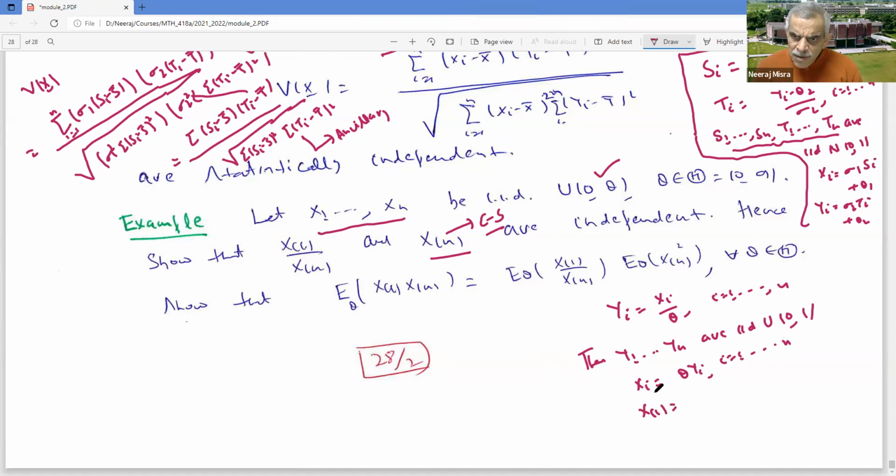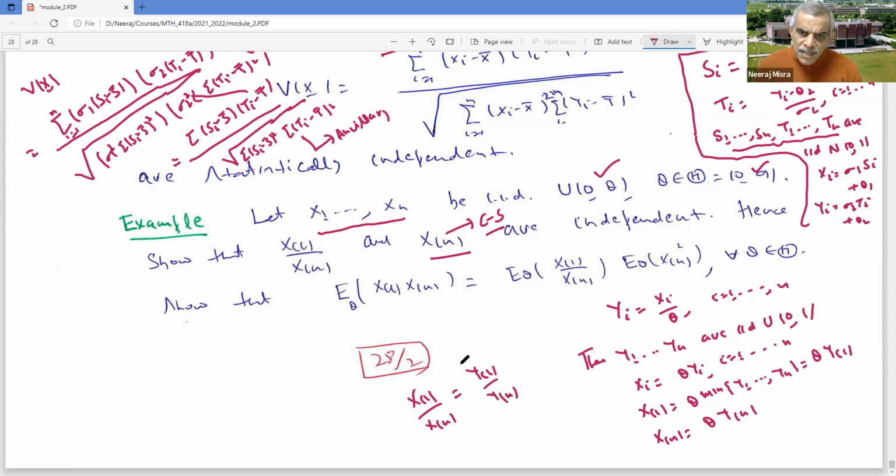So what is X1, the minimum of X1, X2, ..., Xn? It will be the minimum of theta Y1, theta Y2, ..., theta Yn. But my theta is positive, so if I take theta outside, because it is common to all, the minimum doesn't change. It will be theta times the minimum of Y1, Y2, ..., Yn, which is theta times Y1. What would be Xn? By the same argument, it will be theta times Yn, which is theta times the maximum of Y1, Y2, ..., Yn. So what is X1 upon Xn? It is theta Y1 upon theta Yn, which is the same as Y1 upon Yn. But the distribution of Y1, Y2, ..., Yn does not depend on any parameter, because it is IID uniform (0, 1). So in the distribution of Y1 upon Yn, only the distribution of IID uniform (0, 1) is going to play a role. So that means this is ancillary.